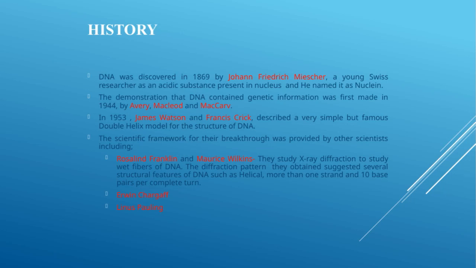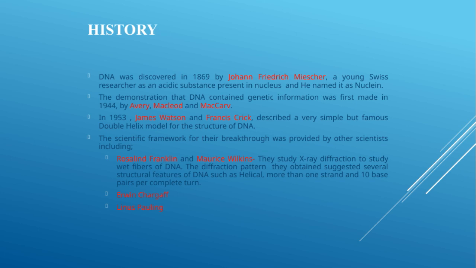In 1869, Johann Friedrich Miescher, a young Swiss researcher, identified a substance in the nucleus of cells that he called nuclein. He observed that this substance was acidic and quite different from other known molecules at the time. This was the first step toward understanding DNA's role in biology.